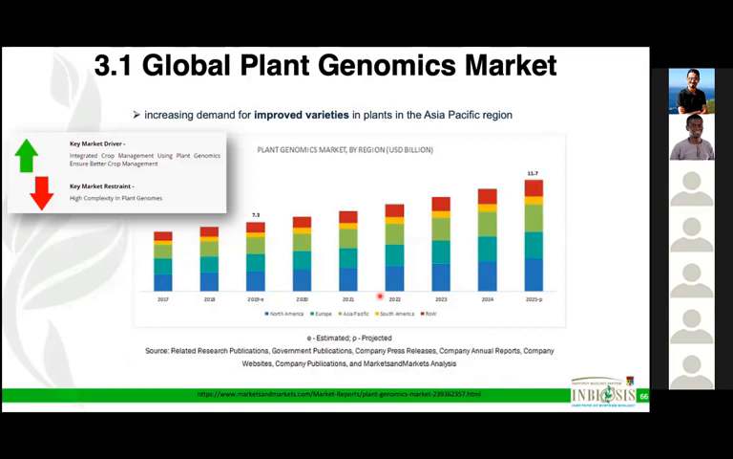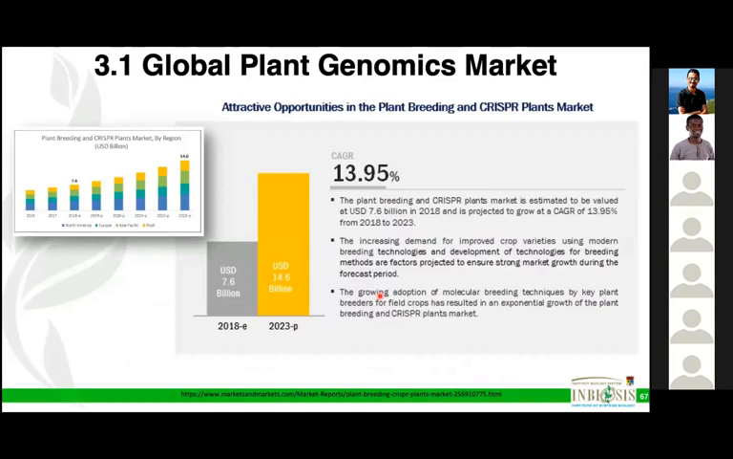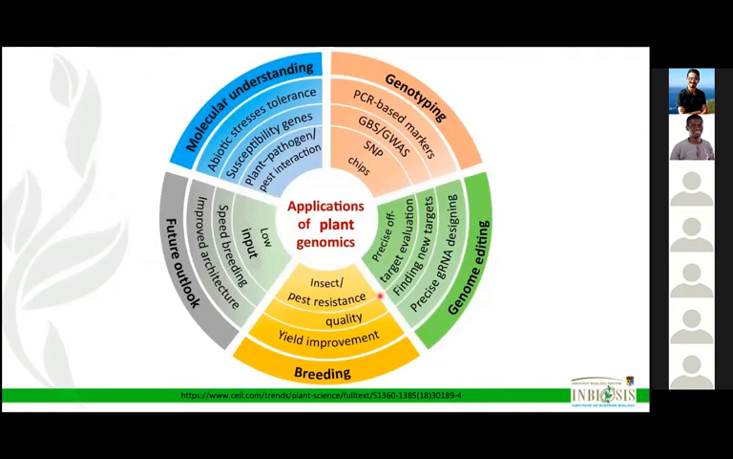But this is compounded by the high complexity of plant genomes. So it's not easy doing plant genome research. It's very costly nowadays. Another attractive opportunity related to genomics is the plant breeding and CRISPR market, which has higher growth, 14%, and will be worth 14.6 billion by 2023. And there are other applications of plant genomics that you can refer to, for breeding and for genome editing. So the genome helps with genotyping.